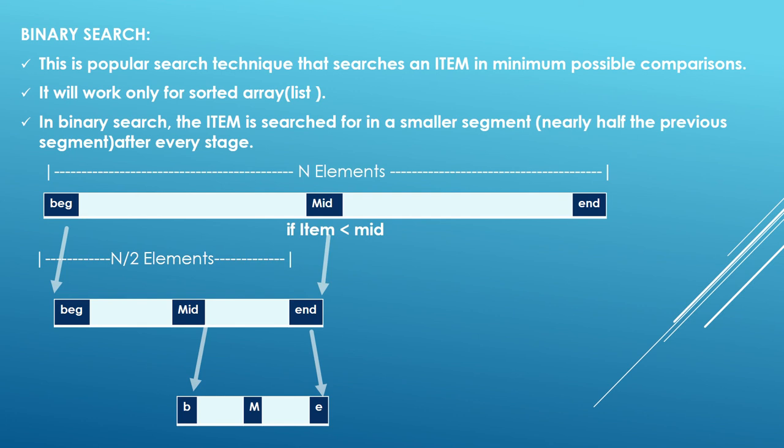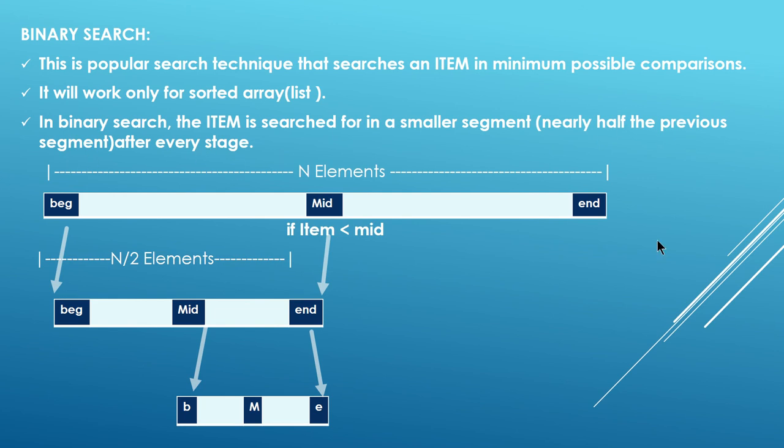First, let us understand what binary search is. This is a popular search technique that searches for an item in the minimum possible comparisons. It will work only for a sorted array, that is, the array or list of elements must be in sorted order, from smallest number to biggest number or biggest to smallest, any one order. In binary search, the item is searched for in a smaller segment, nearly half of the previous segment after every stage.